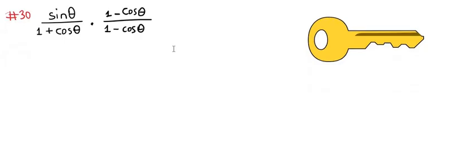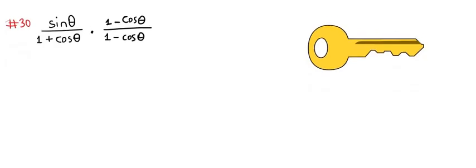Problem number 30. We have multiplication and we have two different denominators. So 1 minus cosine theta over 1 plus cosine theta times sine theta over 1 minus cosine theta. There is a purpose here. We don't simplify this directly, or else our problem is going to be like sine theta divided by 1 plus cosine theta, a dead end. So let's multiply top by top, bottom by bottom. Sine times 1 is sine theta. Sine times negative cosine is negative sine theta cosine theta.